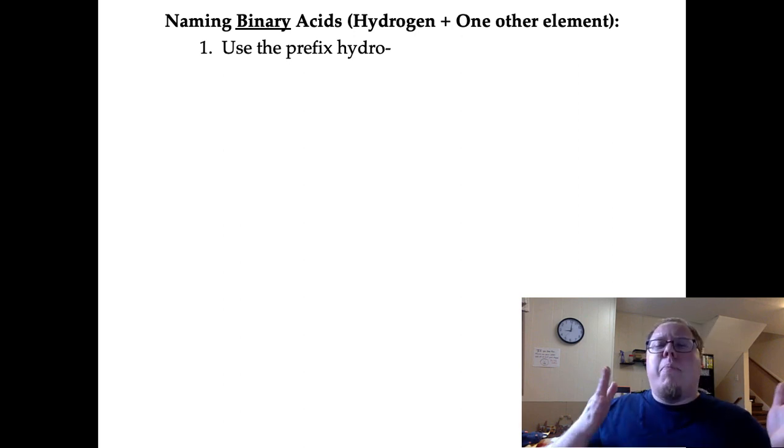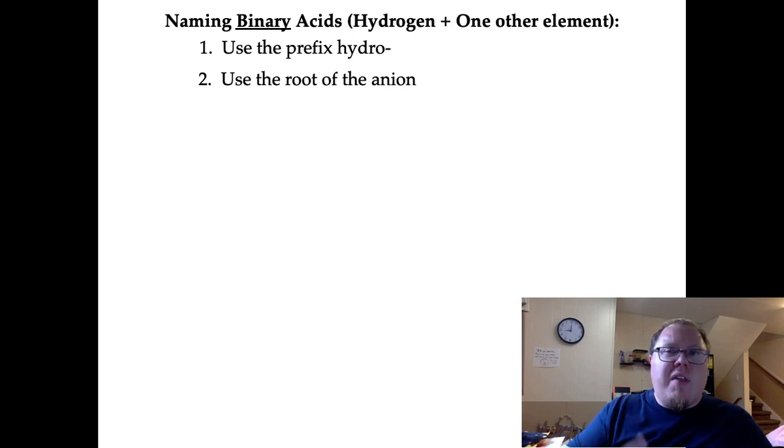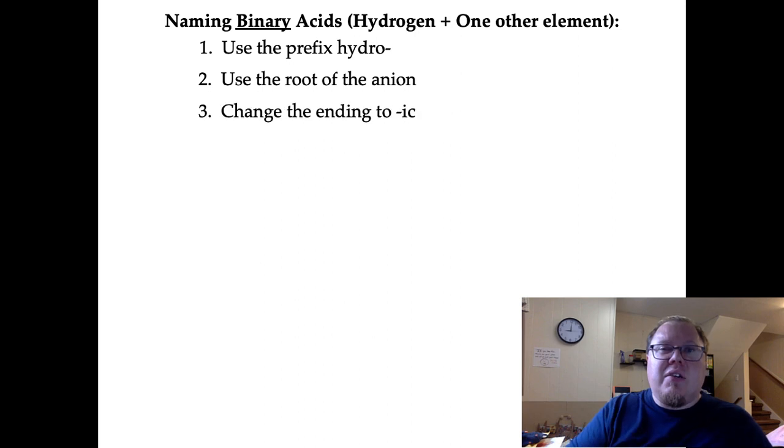But I want to emphasize that hydro is about binary acids. We're going to get to non-binary acids in a minute, and they won't have hydro. Hydro is just for binary acids. Now, you're going to use the root of the anion, the negative one, and then change its ending to ic. So instead of "ide," it's "ic." Then we just add the word acid to the end.